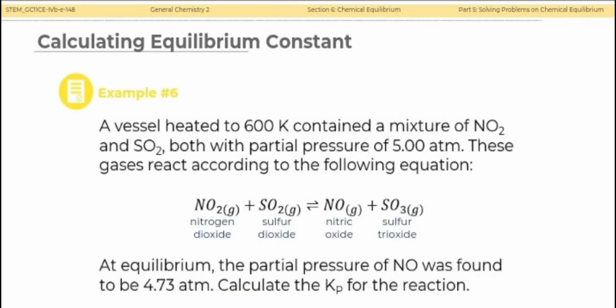Example number 6. A vessel heated to 600 Kelvin contains a mixture of nitrogen dioxide and sulfur dioxide, both with a partial pressure of 5.00 atmosphere. These gases react according to the following equation. At equilibrium, the partial pressure of nitric oxide was found to be 4.73 atmosphere. Calculate the equilibrium constant of partial pressure for the reaction.